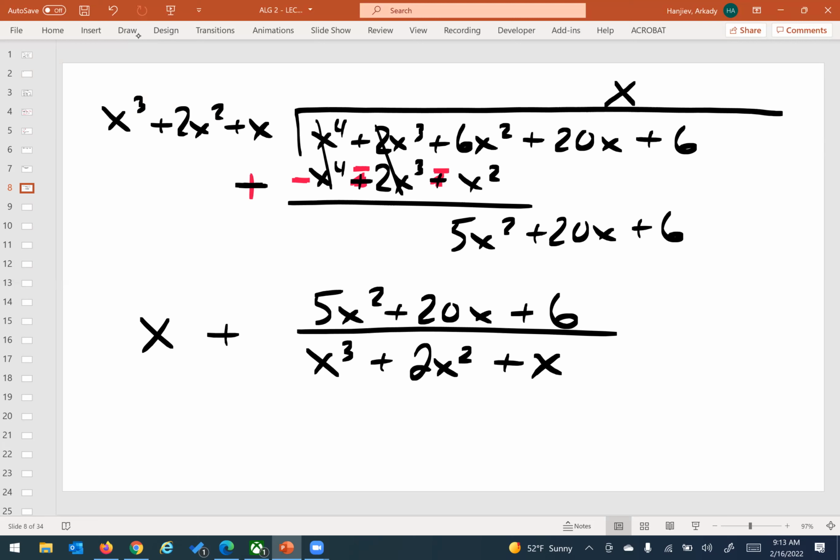So what do we do now? It's a proper fraction. We factor, put it into the box and then factor.